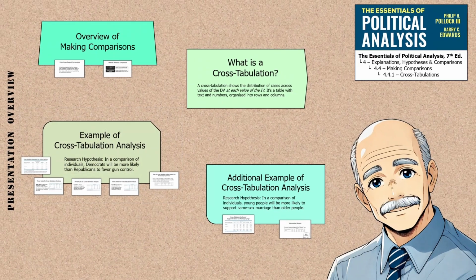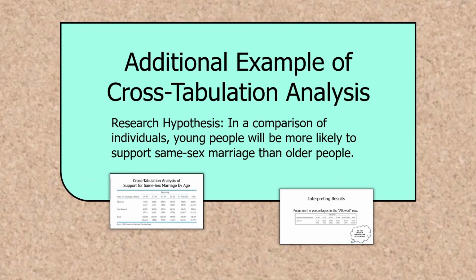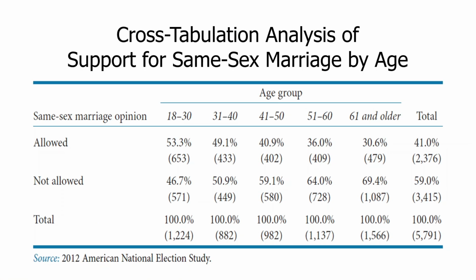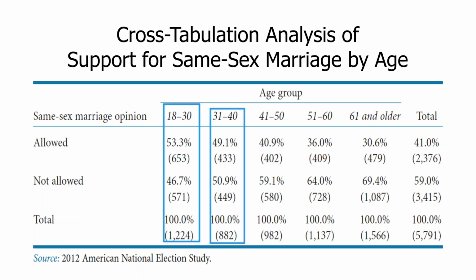Okay, let's do another example to get comfortable with it. In a comparison of individuals, young people will be more likely to support same-sex marriage than will older people. Let's test it. Here's the crosstab. Now we have more categories of the independent here. 18 to 30-year-olds are in this column. 31 to 40, 41 to 50, 51 to 60, 61 and older in this column.